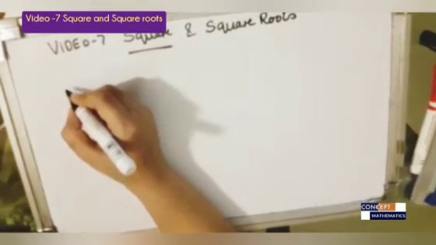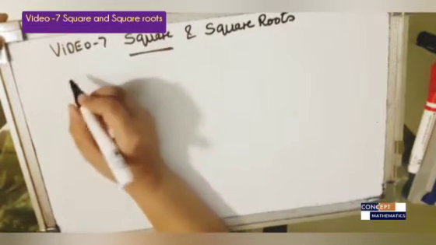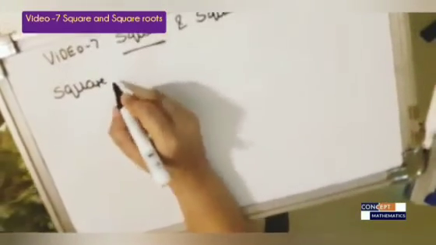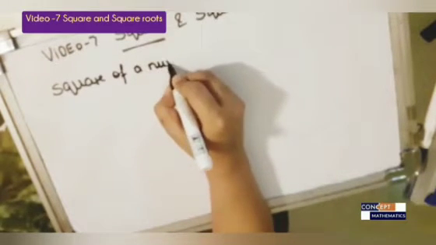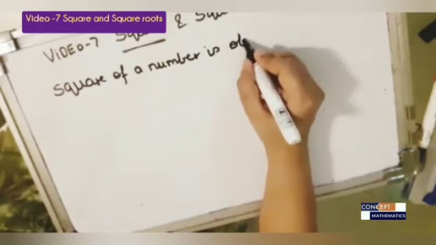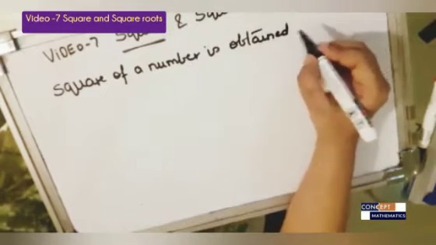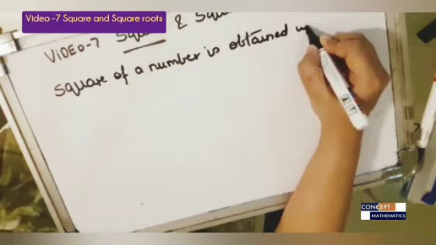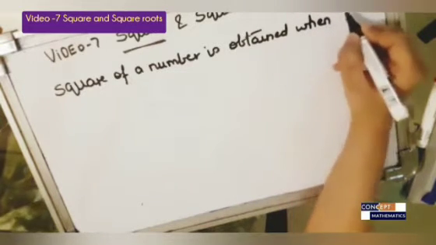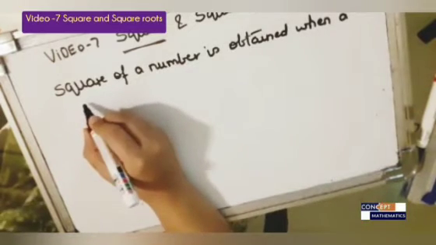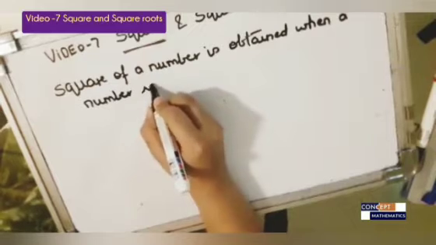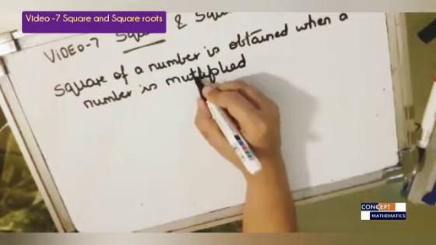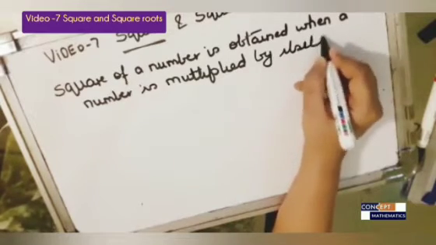So the square of a number is the product obtained when a number is multiplied by itself.